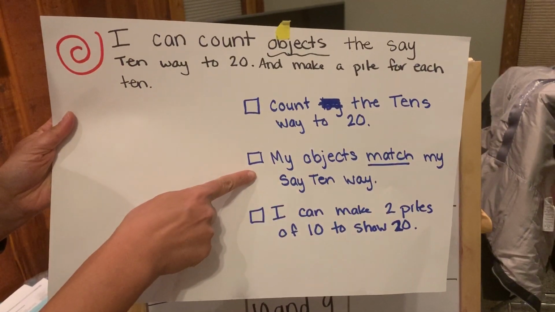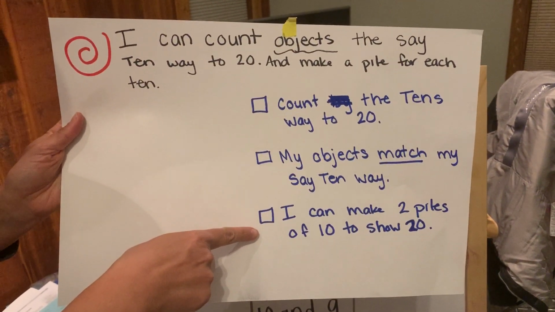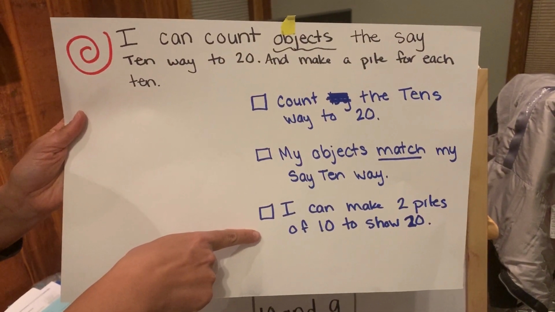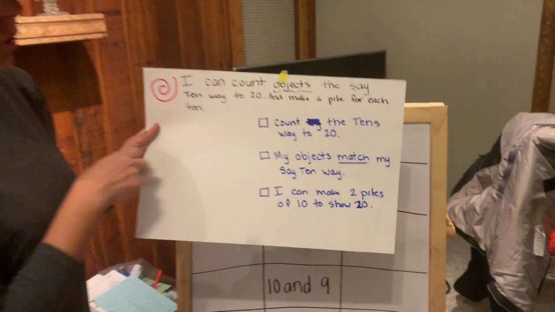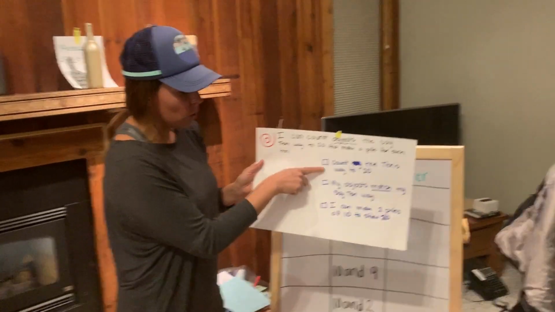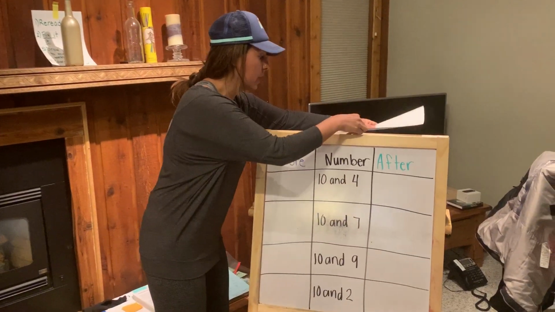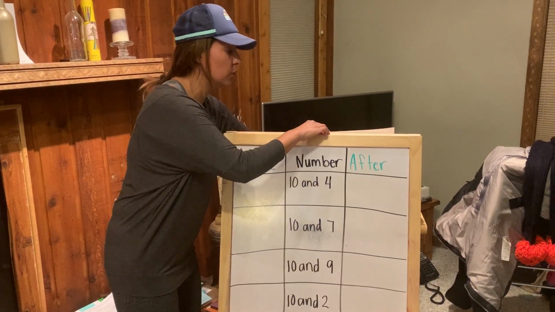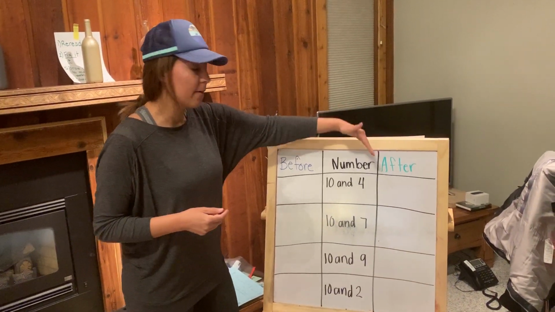The second one is that you're going to match your objects the Say 10 way. And then the third one is that you're going to be able to make 2 piles of 10 to show the total of 20. Today, we're really going to work on the first 2 with our activity today. So if you look at mine, I'm really trying to get you guys really fluent and really solid and fast with knowing before and after a number.